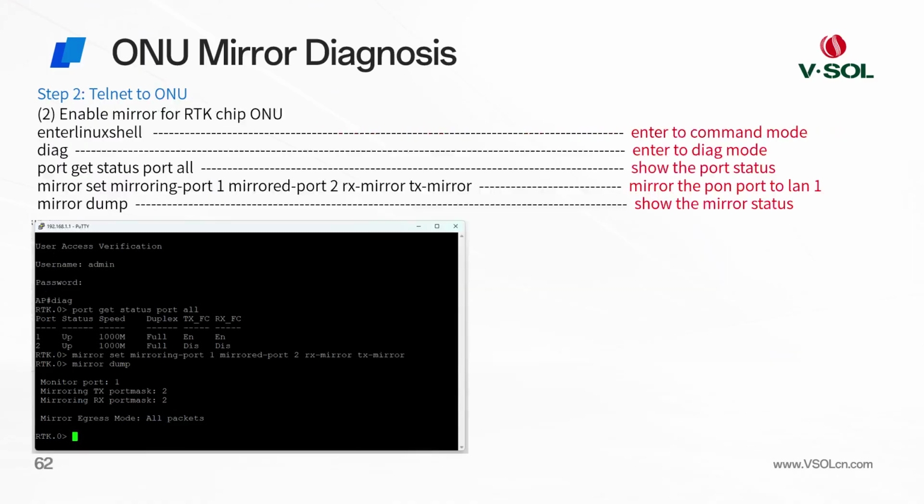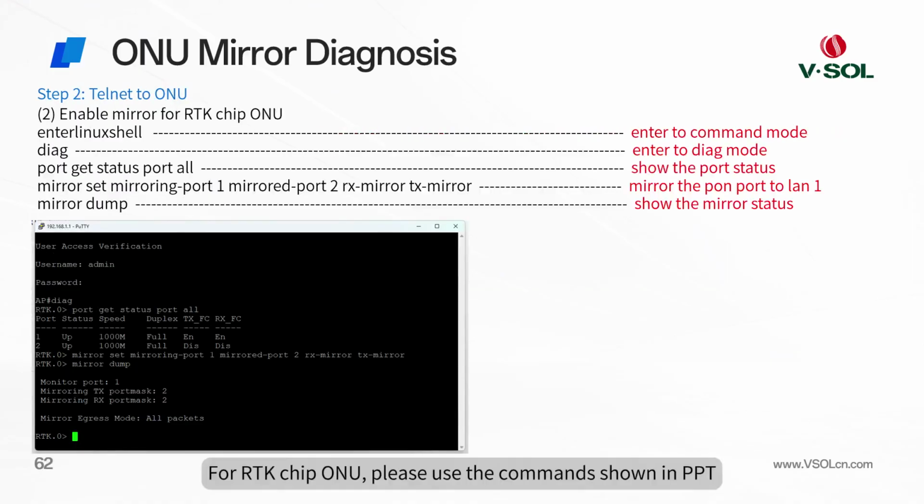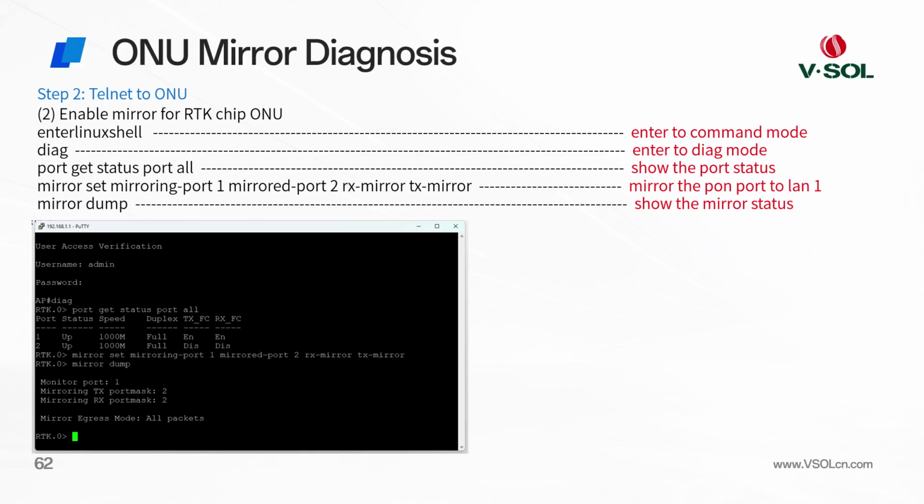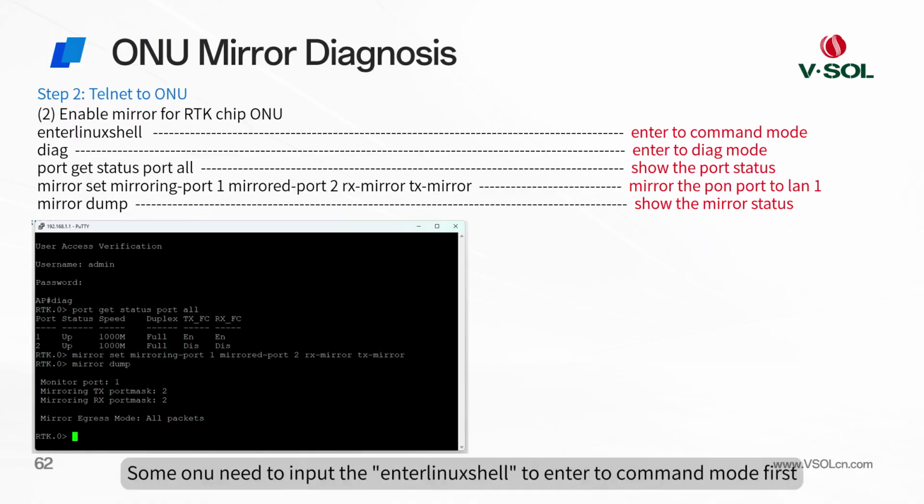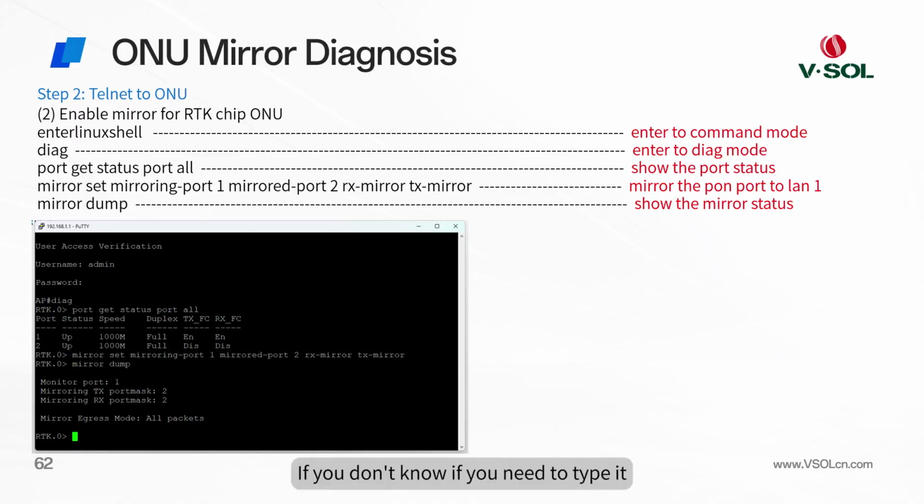For RTK chip ONU, please use the commands shown in the PPT. Some ONU need you to input the Enter Linux shell command to enter command mode first. If you don't know whether you need to type it, you can just type it first after logging in to telnet. Then input the command to enter diag mode.